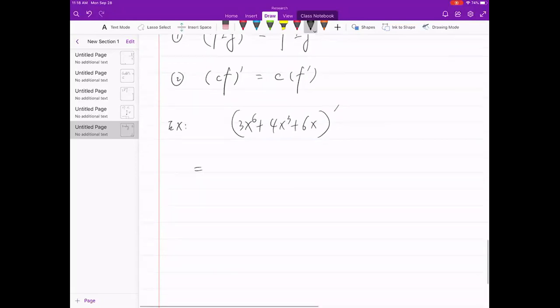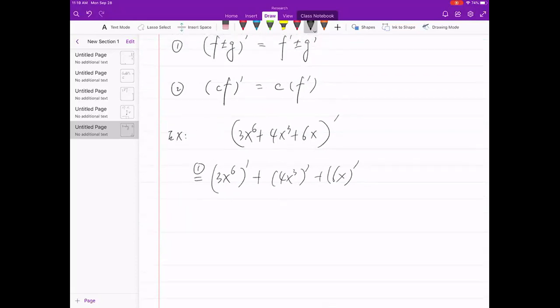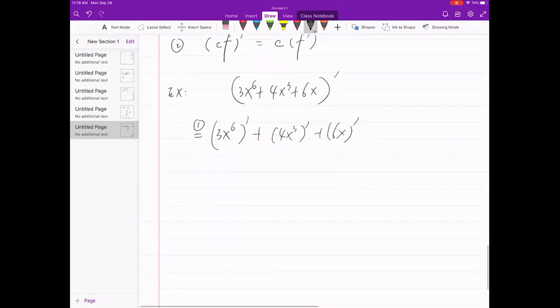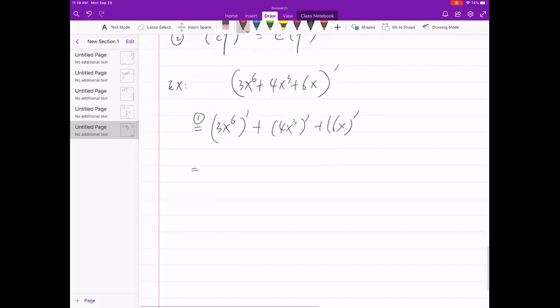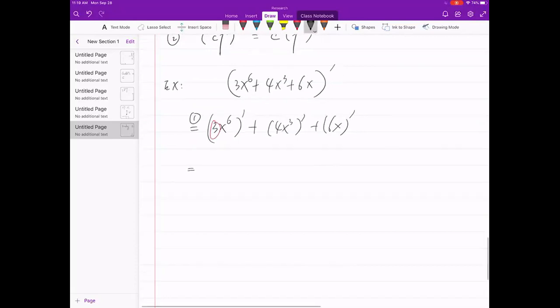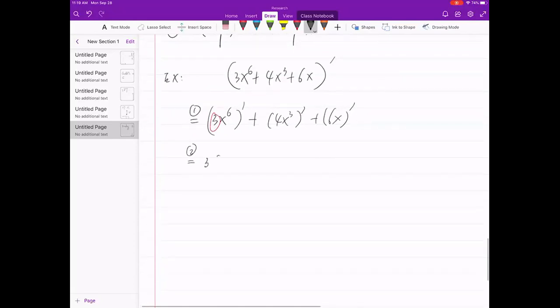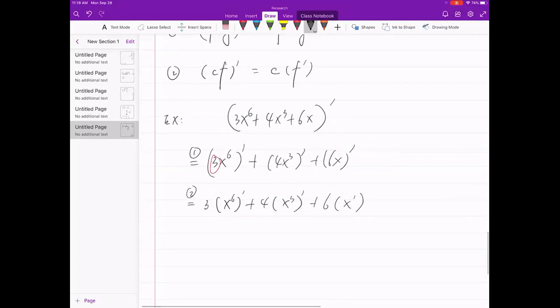technically, number 1, I have 3. Let's do them separately. But now we know this is fine because of rule 1. You have a plus, you have a minus, you can do the individual part. Second, what about this 3? By rule 2, it tells us you can ignore the 3, just do x to the 6. Ignore the 4, just do x to the cube. Ignore the 6, just do x. Guaranteed by the second rule.